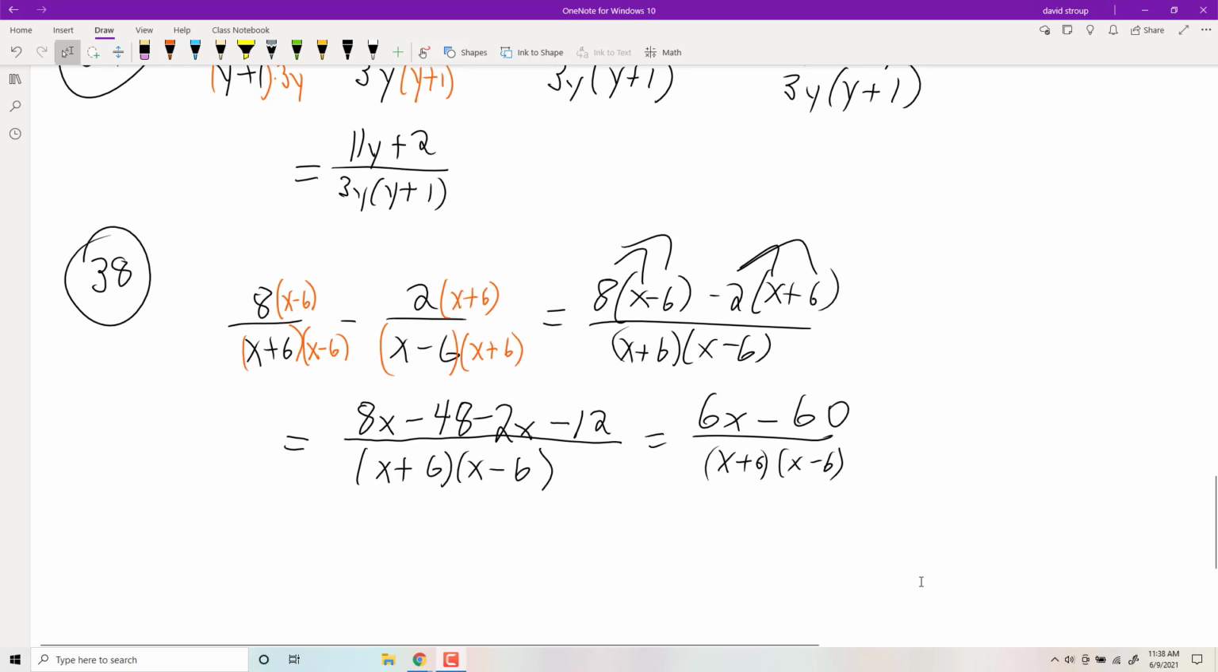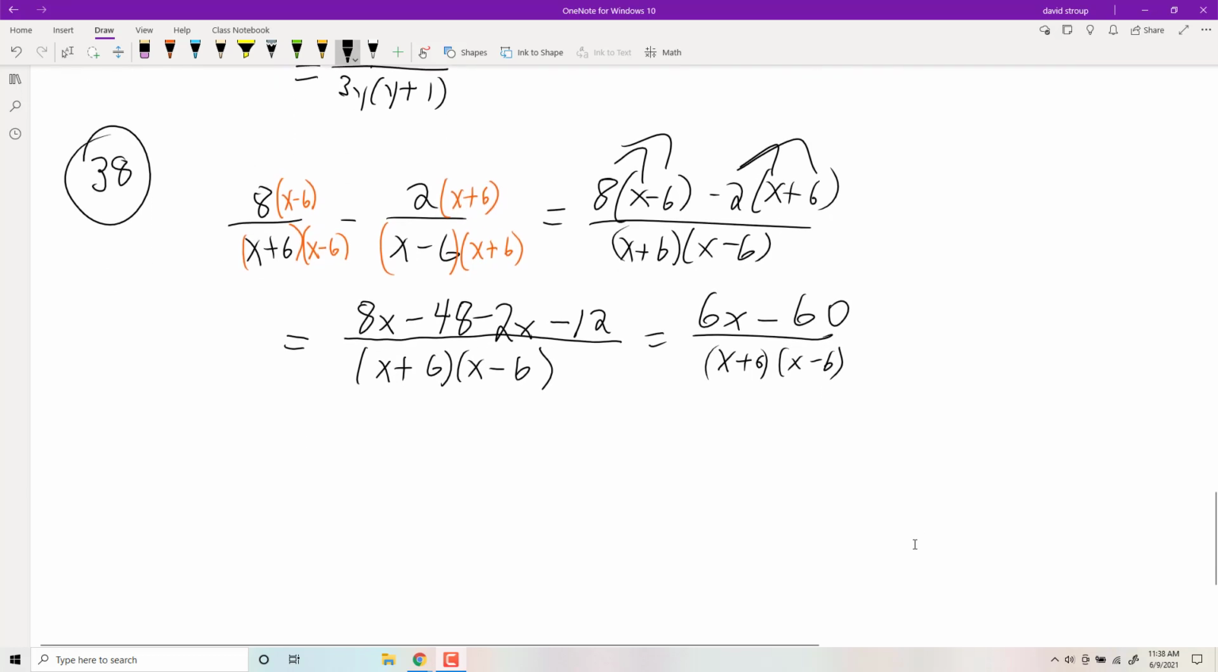Okay. We can't factor that. You can factor out a 6, but it'd be x minus 10 left over, and that wouldn't cancel with anything.